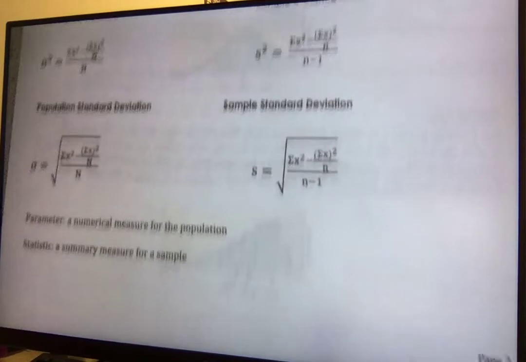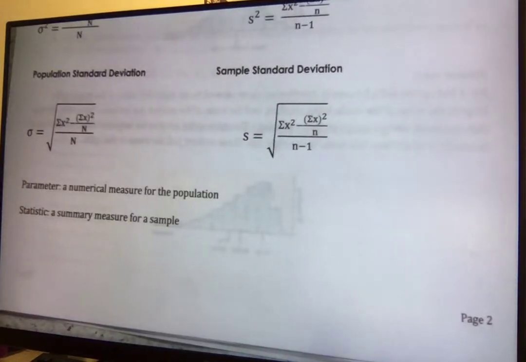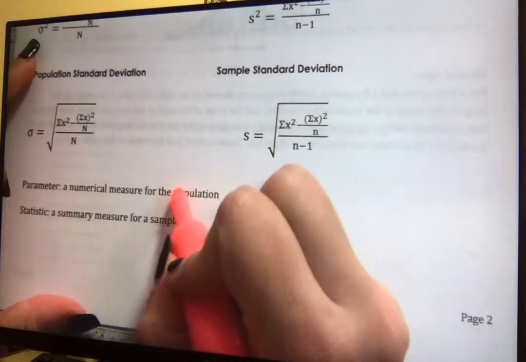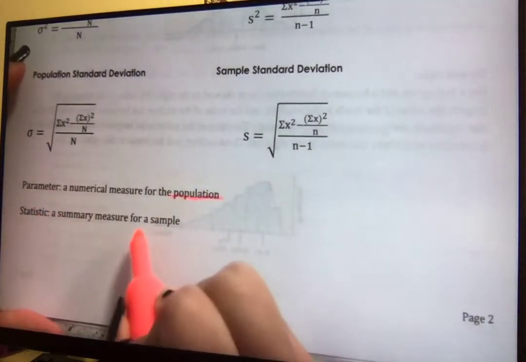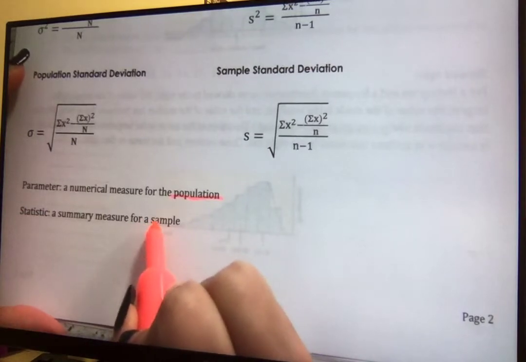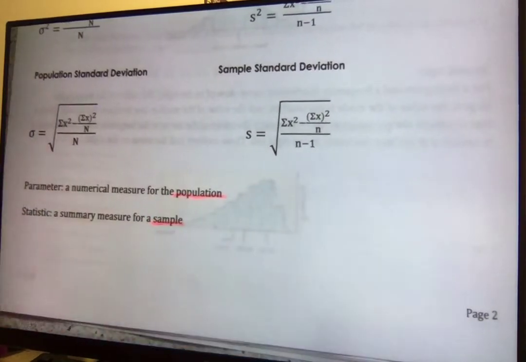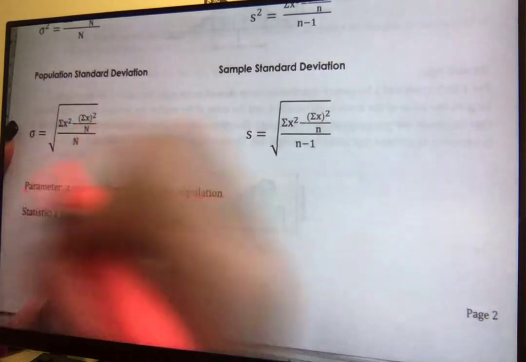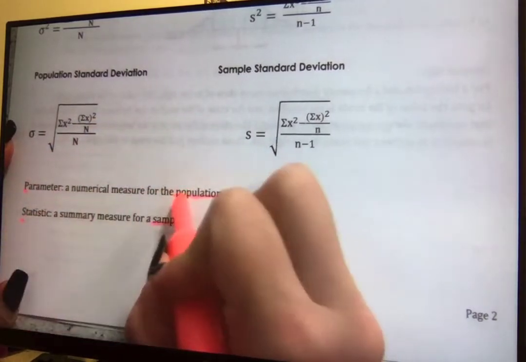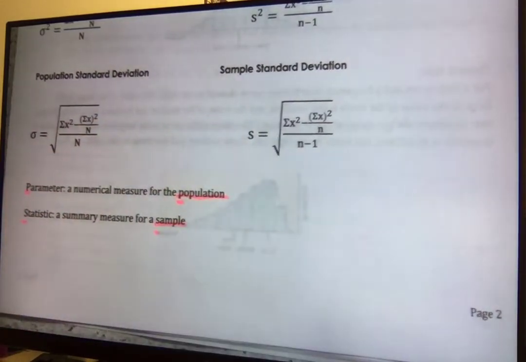Last two definitions for this page, we have what's called a parameter. It is a numerical measure for a population. Population is our main word here, because a statistic is a sample measure, a summary measure for the sample. So population is for parameter, sample is for statistics. Thankfully, they were nice whenever they made this. And P and P go together, S and S go together.